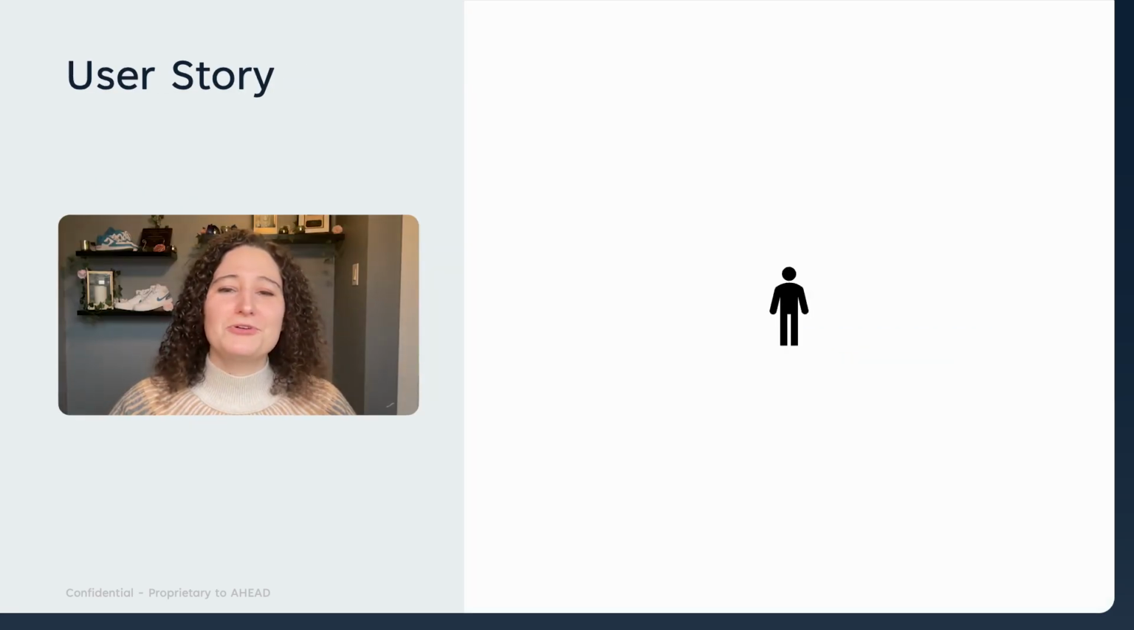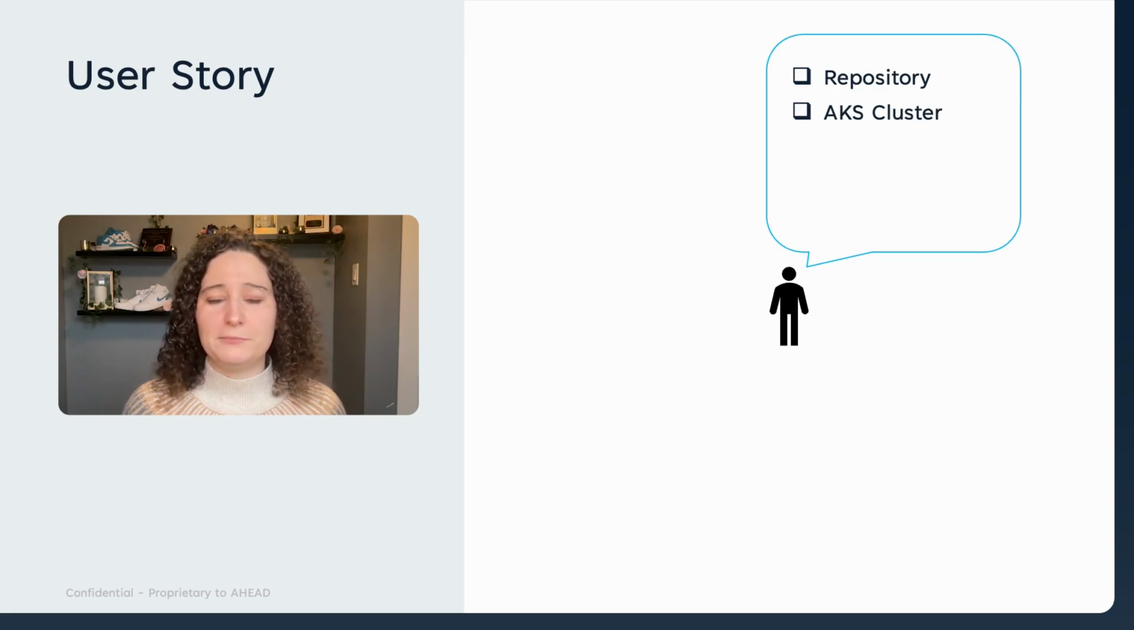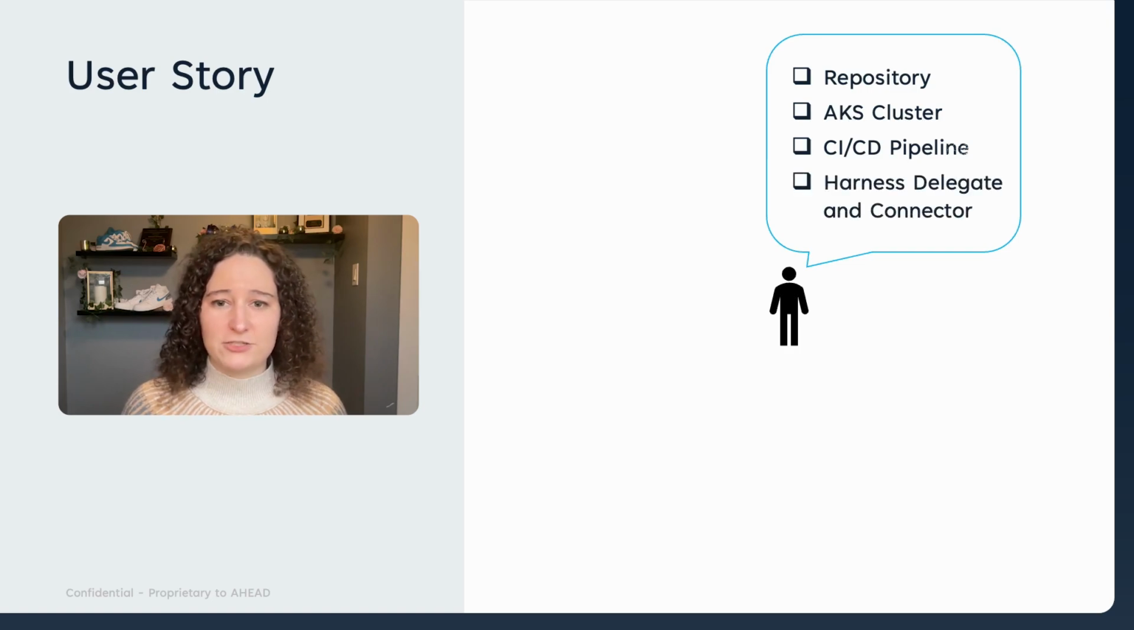Today, we're going to take you through a user story where a developer has just onboarded onto a new project and has been assigned to work on a new feature for a Spring Boot application. To begin development, they need several resources set up: a new repository in Azure repos to manage the application's code, a new AKS cluster where the application will be deployed, a CI/CD pipeline to automate testing and deployment, a Harness delegate and connector to facilitate deployment into the EKS cluster.